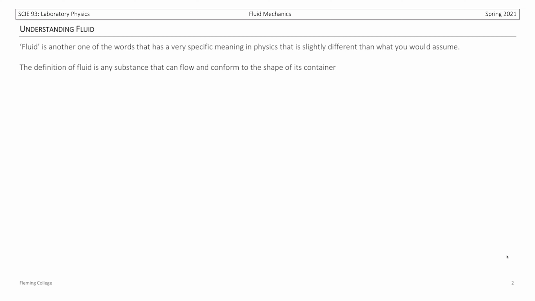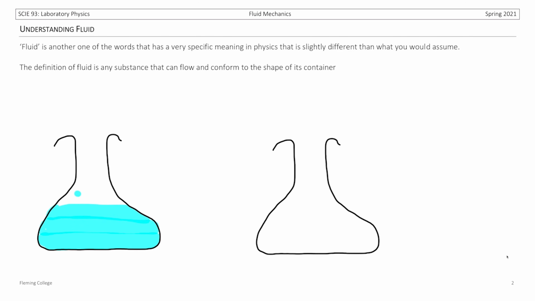For physics, the definition of fluid is any substance that can flow and conform to the shape of its container. Often, fluid is used synonymously with liquid, but that is not always the case, as liquid is another definition in physics. If we look at the containers below, the blue substance, as it fills the beaker, occupies the odd curves and shapes of the beaker, but the pink substance continues to maintain its own shape. It does not conform entirely to the shape of the beaker.